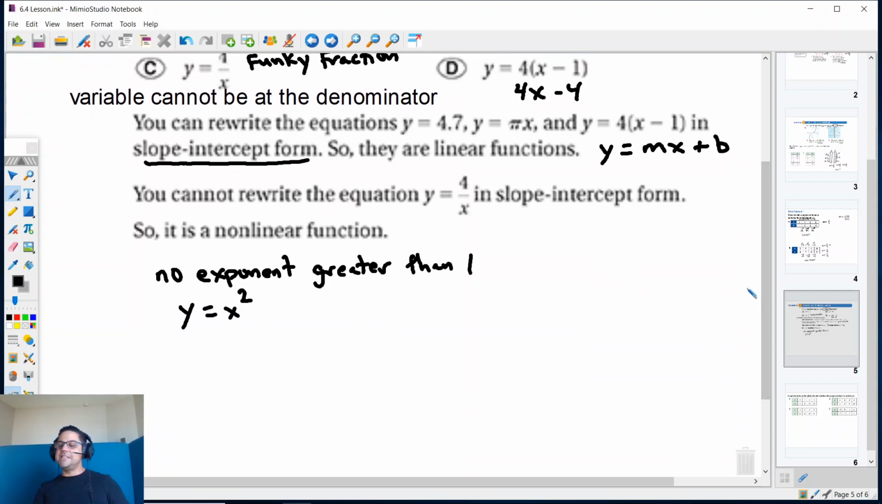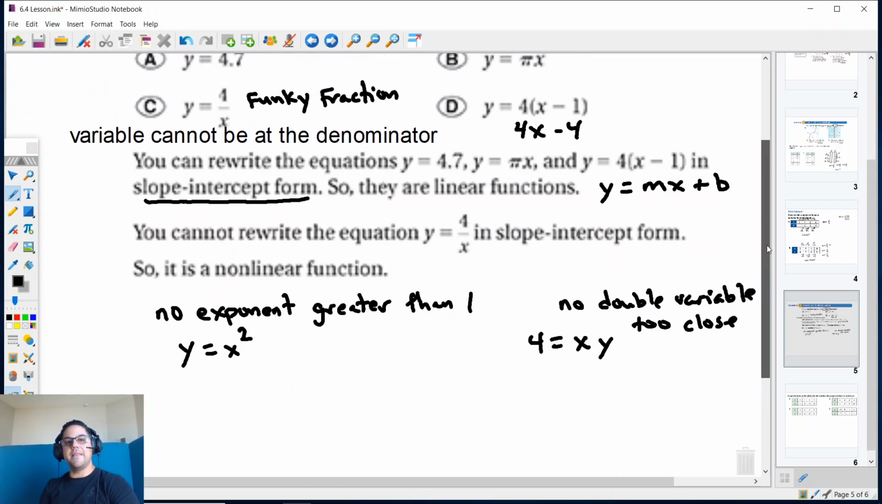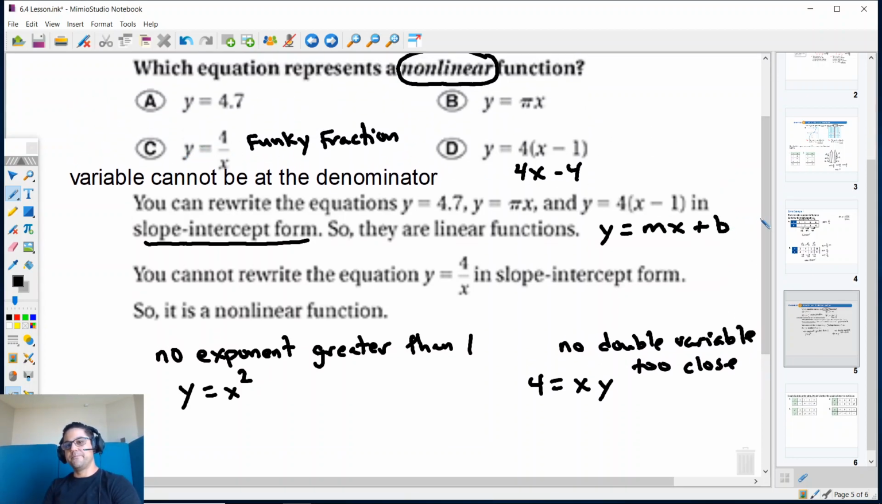Another one is you can't have people too close. So let's say we have something like this. 4 is equal to xy. The x and the y are a little bit too close to each other for us. So again, you can't have that double variable. So I'm just going to write down no double variable too close. Because later on we'll learn how to rewrite it, and that would actually look like the funky fraction.